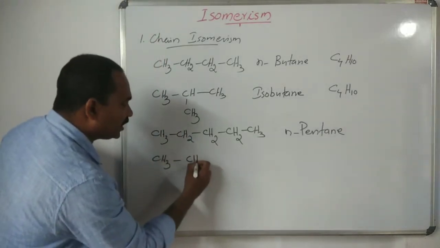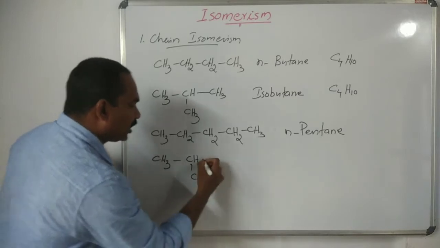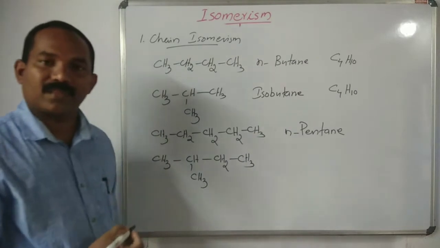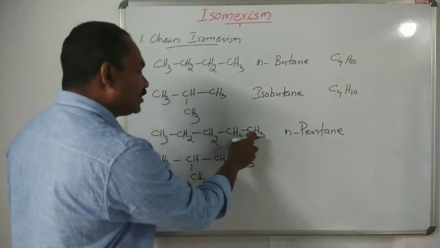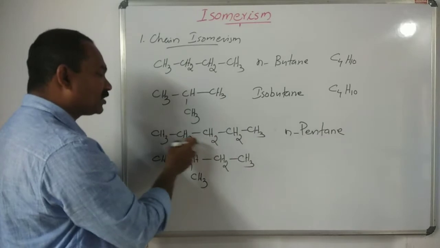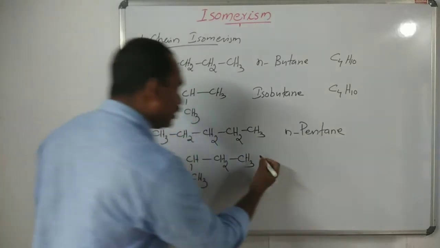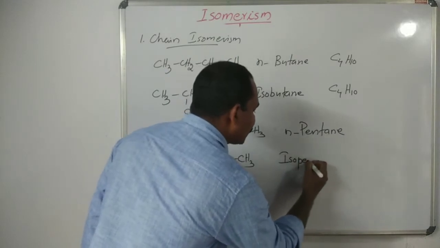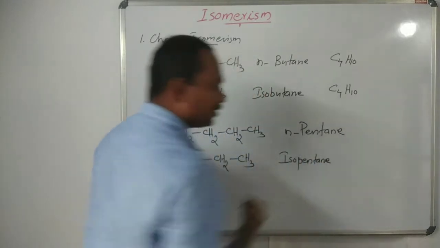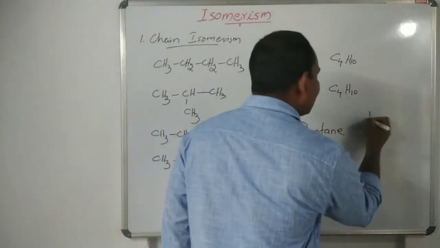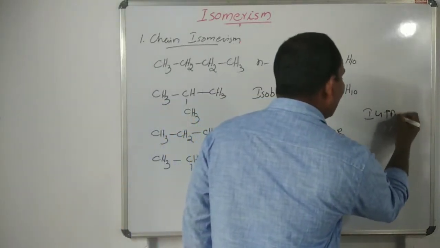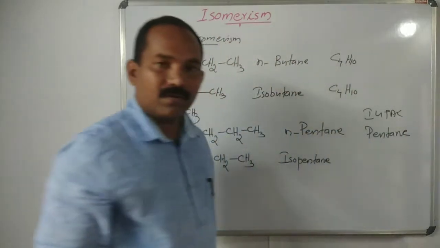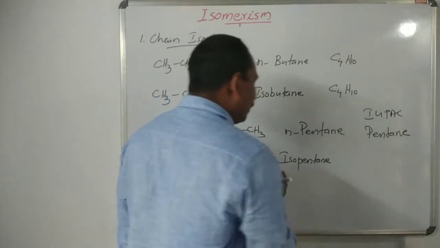CH3, CH, CH3, CH2, CH3. Okay, one of the methyl groups comes on this carbon or this carbon, no problem, both are same. Okay, and this is isopentane. Isopentane. Okay, what is the IUPAC name? IUPAC name of this is pentane itself. Okay, pentane itself. What about this?